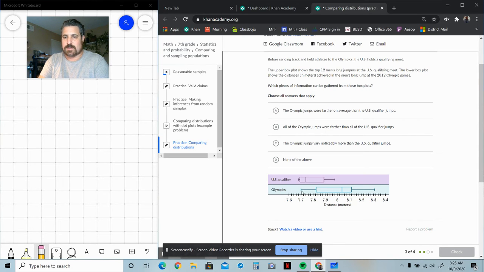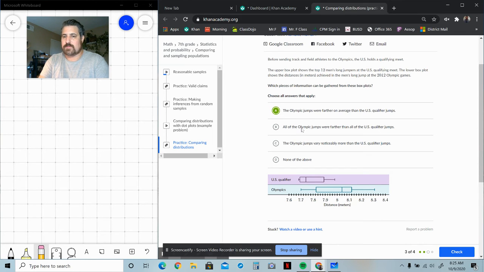So this is the one that is actually in the Olympics itself, and this is the qualifier round. Choose all that apply. The Olympic jumps were farther on average than the US qualifier jumps. Well, if we take a look at this box plot, the median is way over here. It's not the average, but it gives you a sense of where the middle is, and it's way farther to the longer side than the US qualifier. So that seems like that would make a lot of sense. So I would say that's true.